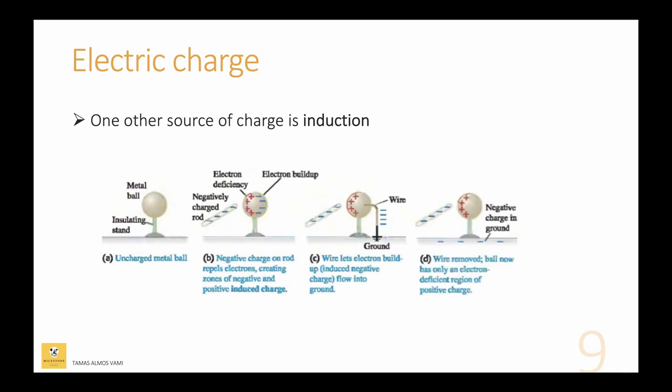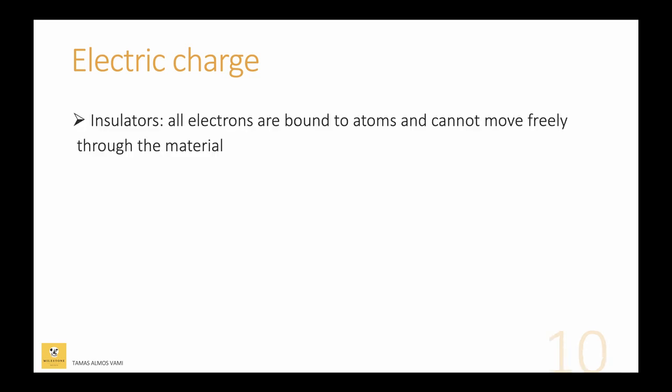Let's now remove the wire. That means that the ground will be negatively charged, and let's also remove the rod. By doing that, the positive charges on the ball will rearrange themselves, and overall we can say that the ball has an electron deficiency, which is what we call a net positive charge, and the ground is negatively charged. So this is another source of charge, which we call induction.